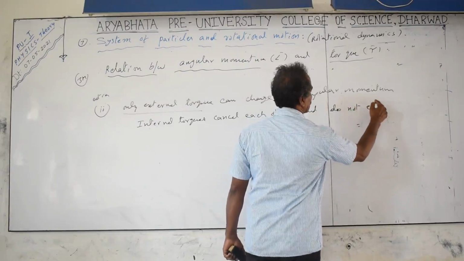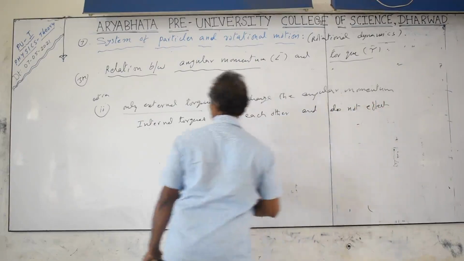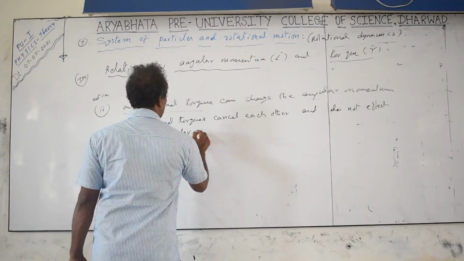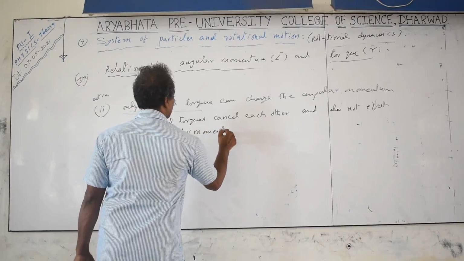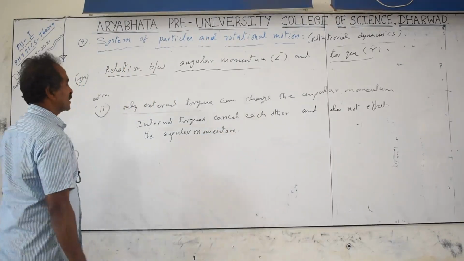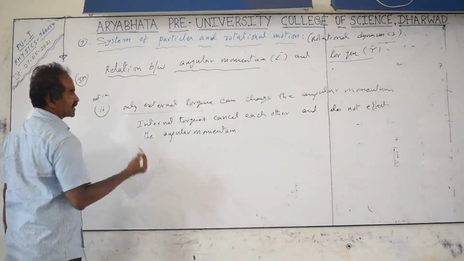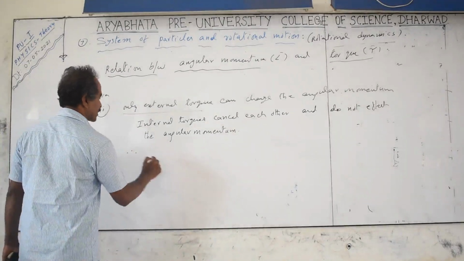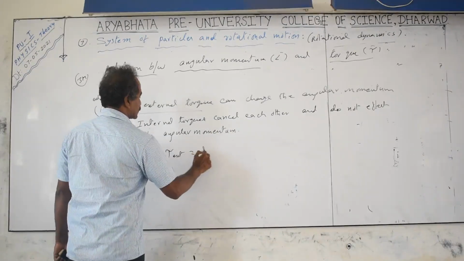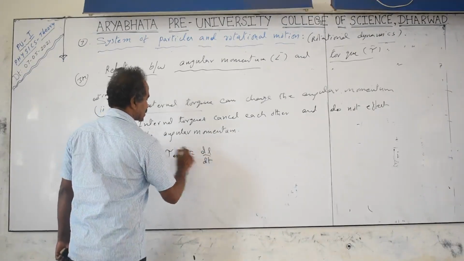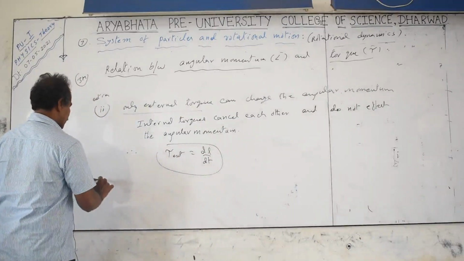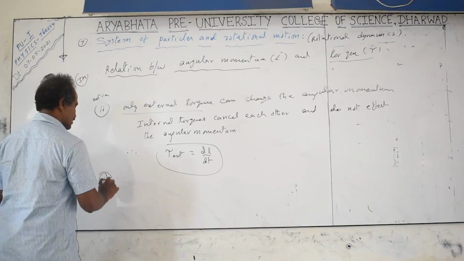Internal torques cancel each other and do not affect the angular momentum. Only external torques can affect the angular momentum. Therefore, always we take dL by dt: torque external is equal to dL by dt, the rate of change of angular momentum. This torque must be external torque only. Next, similarly we can take the force, external force.